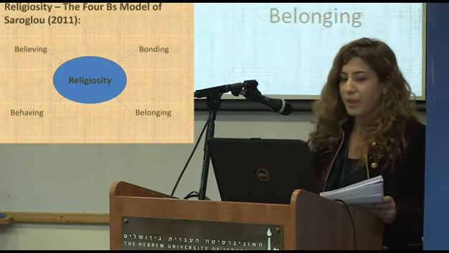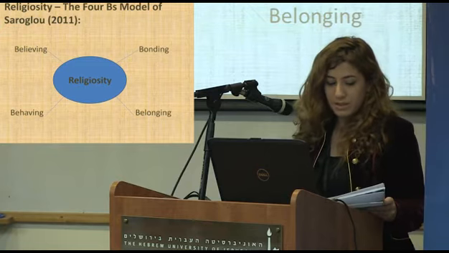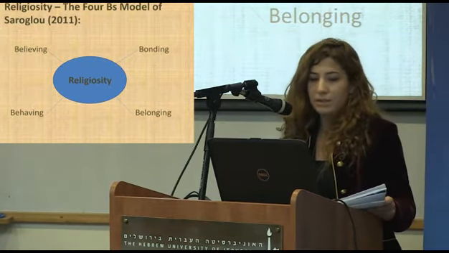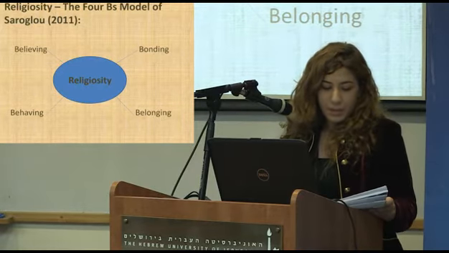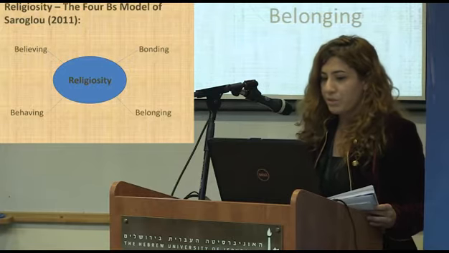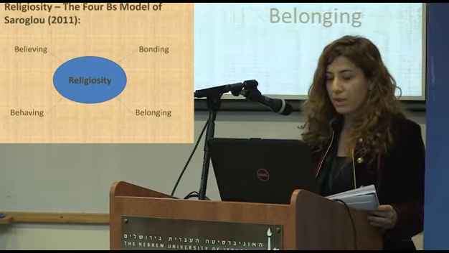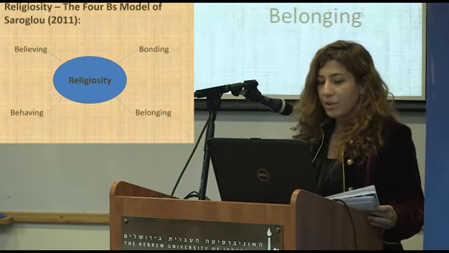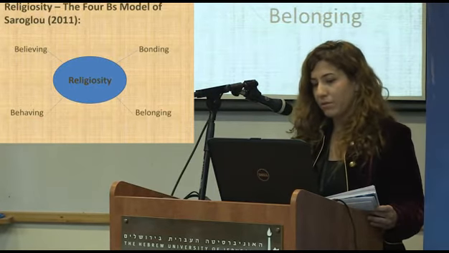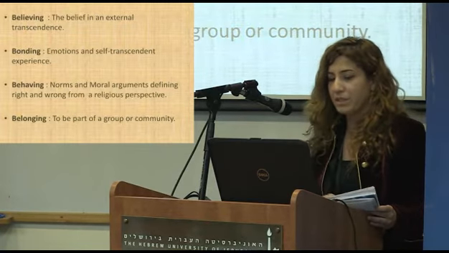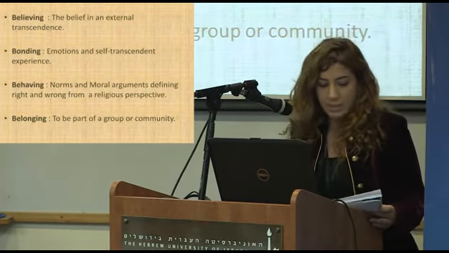In this research, we had three main components: religiosity, identities, and bicultural identity integrations. We examined the religiosity based on the 4Bs model of Saroglu. This model includes four elements of religiosity: the believing, bonding, behaving, and belonging. Now I'll give a brief description of the elements.